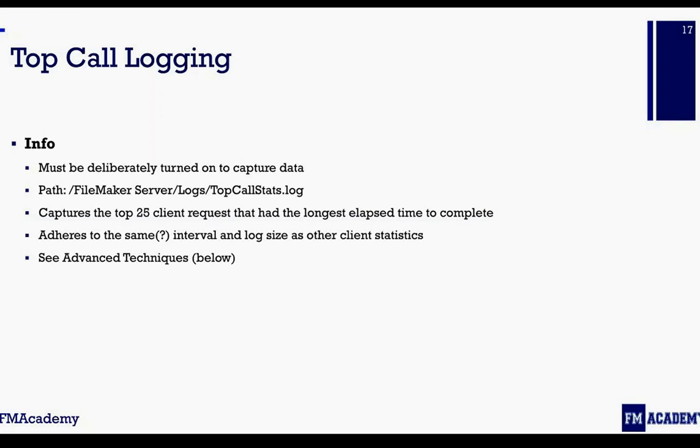Now, there could have been a lot of slow ones, maybe 50 or 100 out of a population of 1,000, but it's just going to show you the top 25 worst ones, which are probably the ones you're trying to troubleshoot. But I'm going to talk a little bit about that in a second.